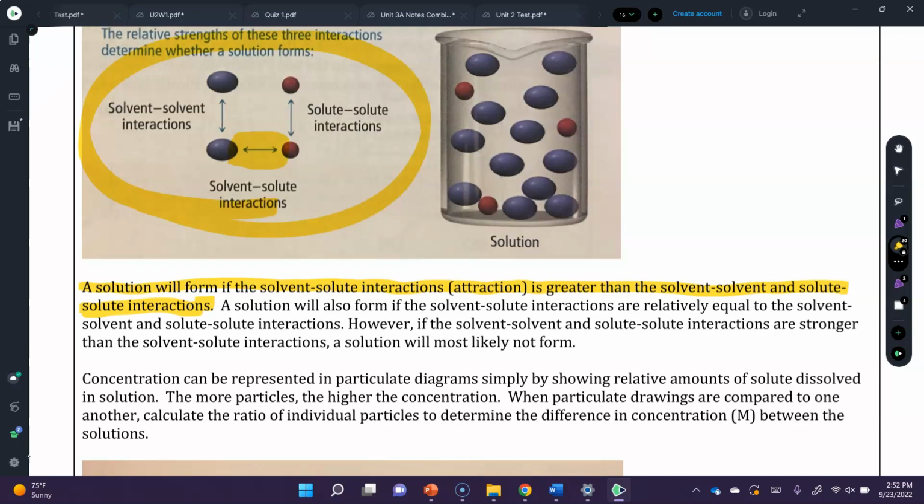When it is not, and the like components are more attracted to each other, then you are not going to see it dissolve. So a solution will form if the solvent-solute interactions are relatively equal to the others. However, if the solute-solute and solvent-solvent attractions are stronger than the other one, then a solution will not form, just to restate.